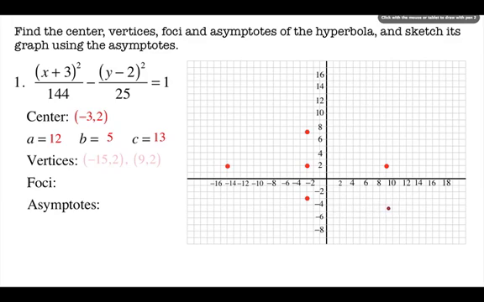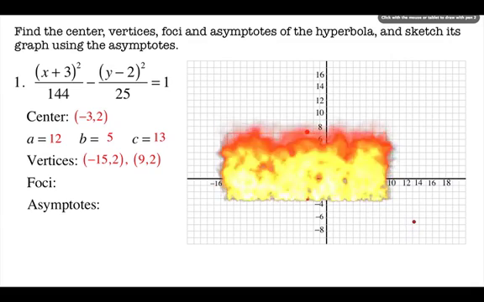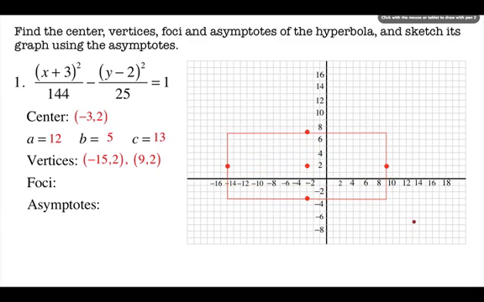Then these are my vertices, because they want me to give the vertices. Negative 15, 2, which is this one, and 9, 2. From here, this is where I draw a rectangle, and this rectangle is going to help me find the asymptote. And here are the asymptotes.